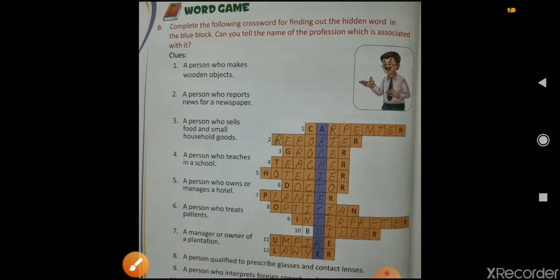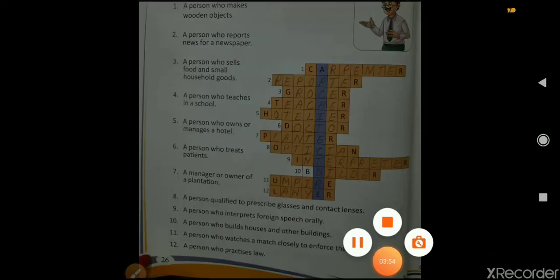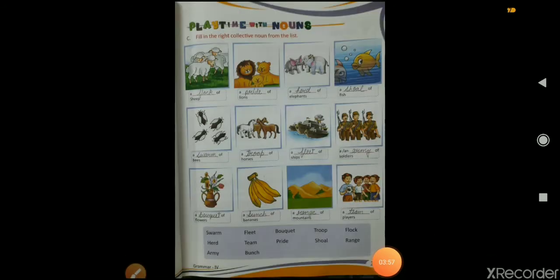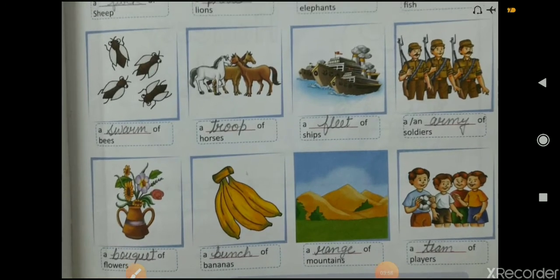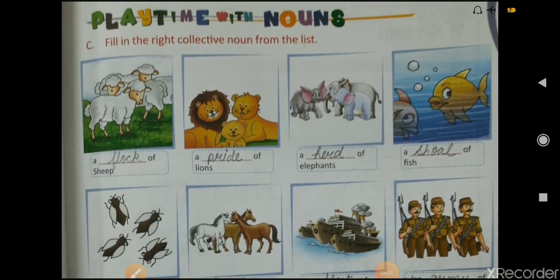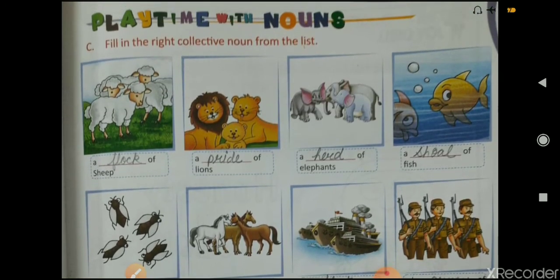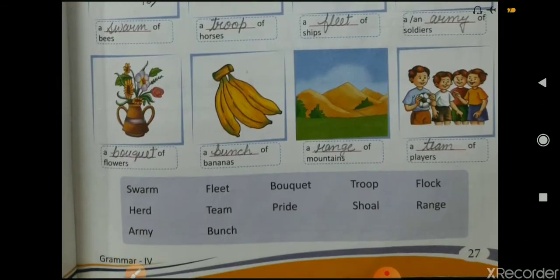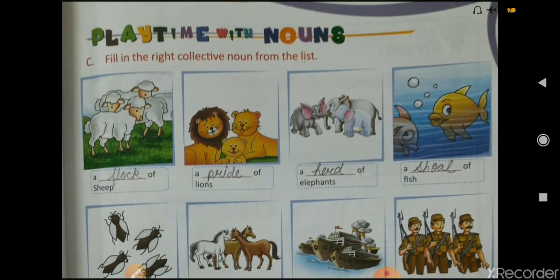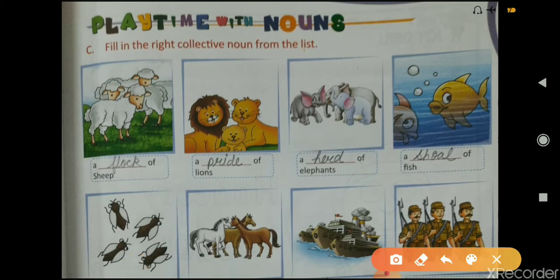Now let's move to our next exercise, that is on page number 27. On page number 27, fill in the right collective noun from the list. The list is given here. You have to fill in the collective noun. First one is a dash of sheep. A dash of sheep is known as flock. So fill here flock, F-L-O-C-K.